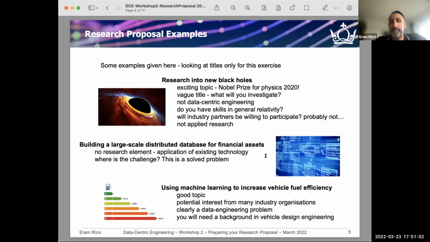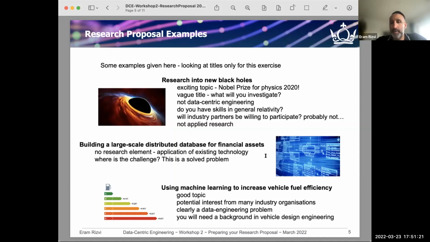At least I don't see it from the title. This sounds to me like an application of existing technology. We've got many different types of databases available. We can have large ones and small ones. We can scale them up to be absolutely enormous databases to handle various data sets.